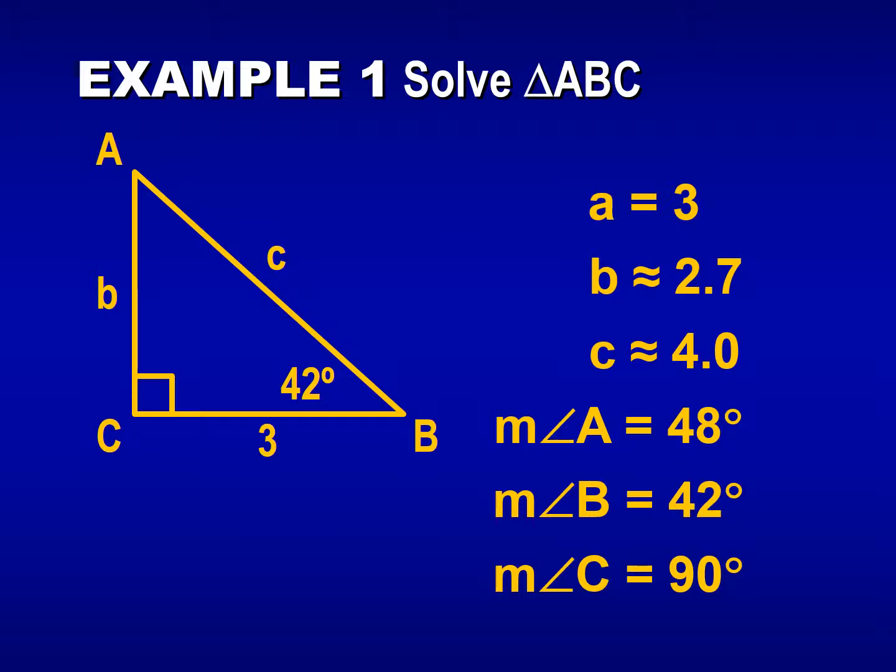So side A was given to us, it was 3. Side B is approximately 2.7 because we rounded and we solved for that one. Side C is approximately 4.0. Angle A we solved to be 48. Angle B they gave us, it was 42. And angle C was 90.